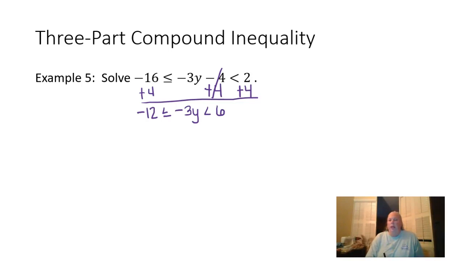All right, still trying to get y by itself. I'm going to divide by -3 here, turn that sign around, and I'm going to divide by -3 here, turning that sign around. That's going to give me 4 greater than or equal to y greater than -2. All right, let's look at the picture of it.